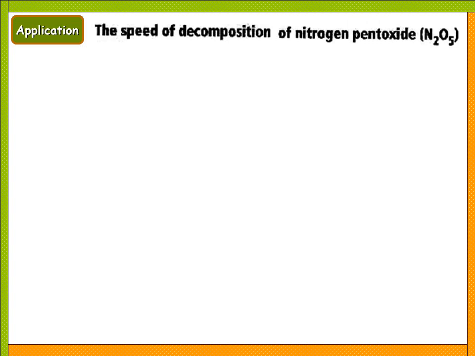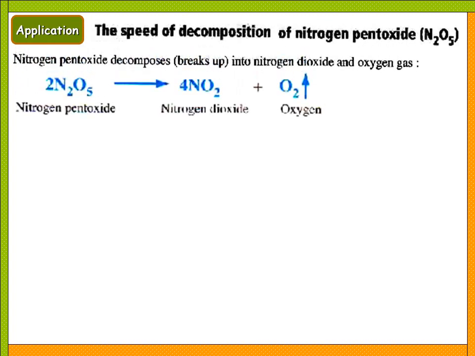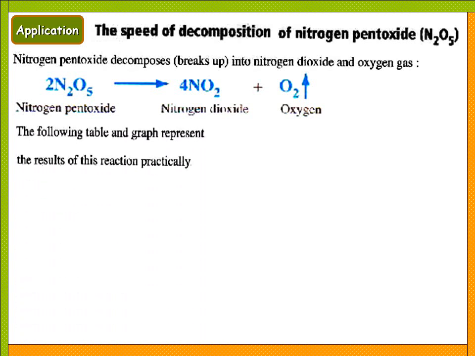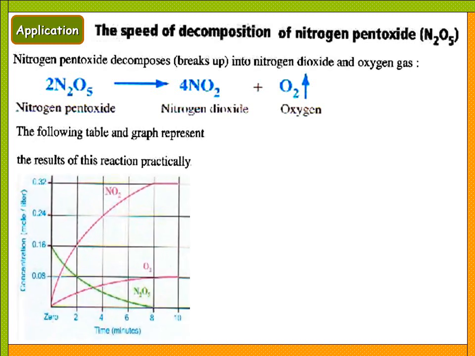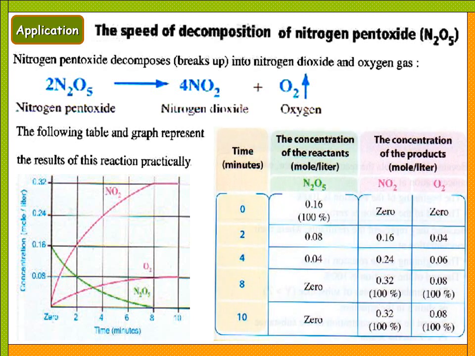We have an application for the speed of chemical reaction. We have the speed of decomposition of nitrogen pentaoxide, N2O5, that will give nitrogen dioxide and oxygen. So we have the reaction here: 2N2O5 decomposes into 4NO2, nitrogen dioxide, plus O2 gas. So the equation will be balanced here, and we will have the graph illustrate the relation between the reactant and the product.